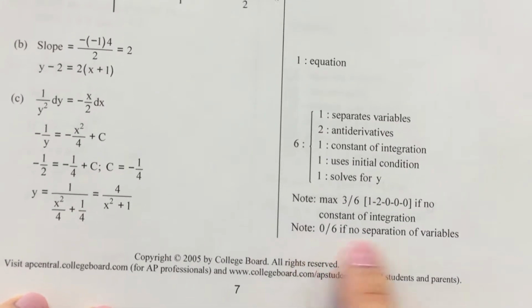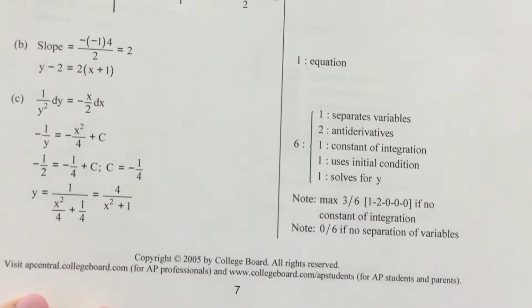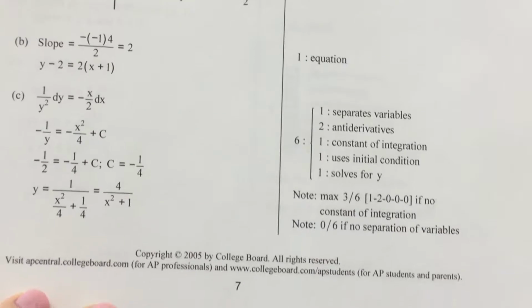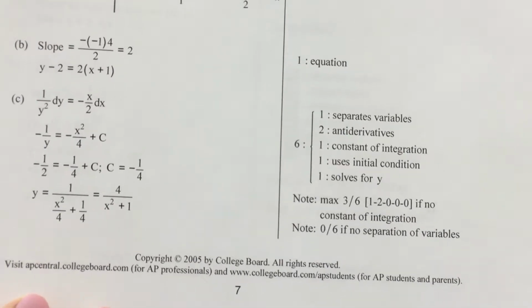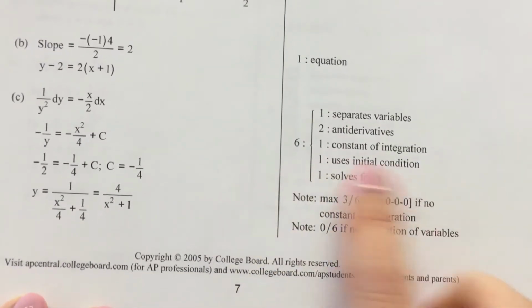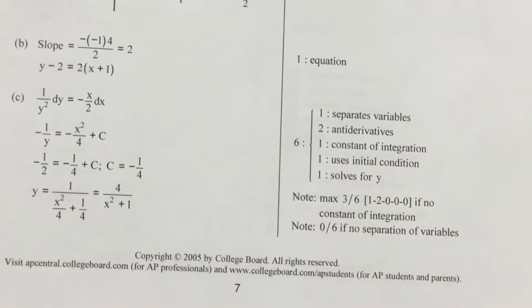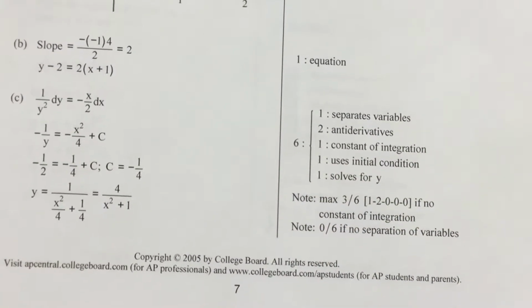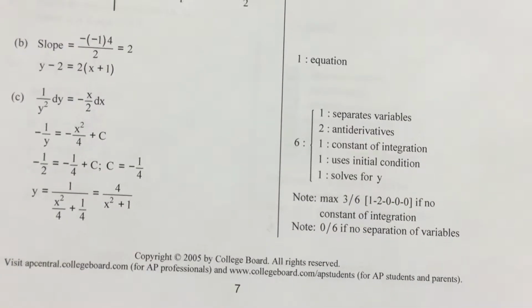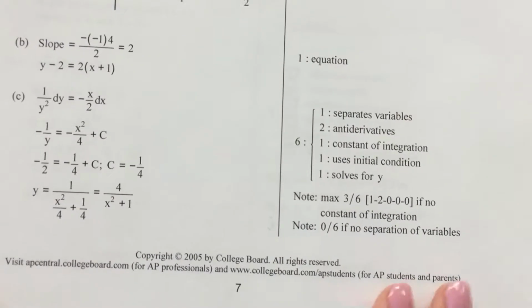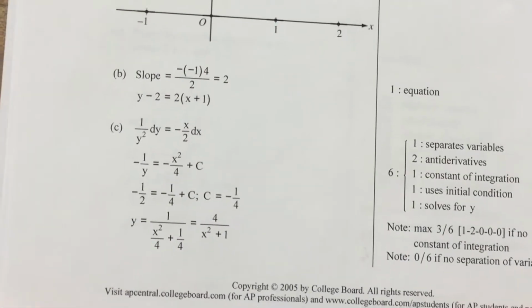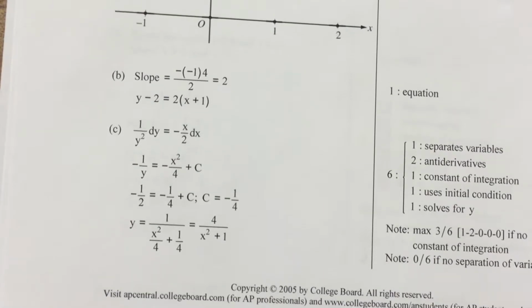And then you can't get a single point if you don't separate the variables, because if you don't get the first point, you're not going to be able to get any of the points that come after. So this is a really unfortunate setup, I guess. But as long as you guys are separating correctly, and as long as you remember the plus c on these problems, you should be okay. So any questions on this first one?